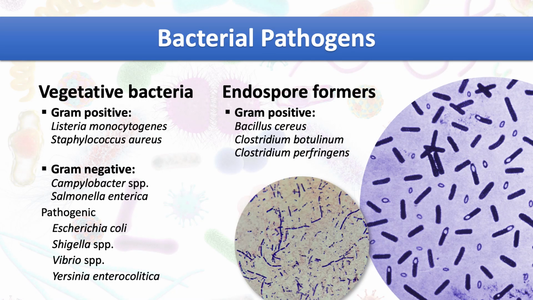Among all the pathogens, bacterial pathogens are a group of microorganisms commonly associated with foodborne illnesses and outbreaks, and many of them cause severe illnesses. There are two groups of bacteria, gram-positive and gram-negative, based on their cell wall structure. Examples of gram-positive foodborne pathogens include Listeria monocytogenes and Staphylococcus aureus. And examples of gram-negative foodborne pathogens include Campylobacter, Salmonella, and pathogenic Escherichia coli.